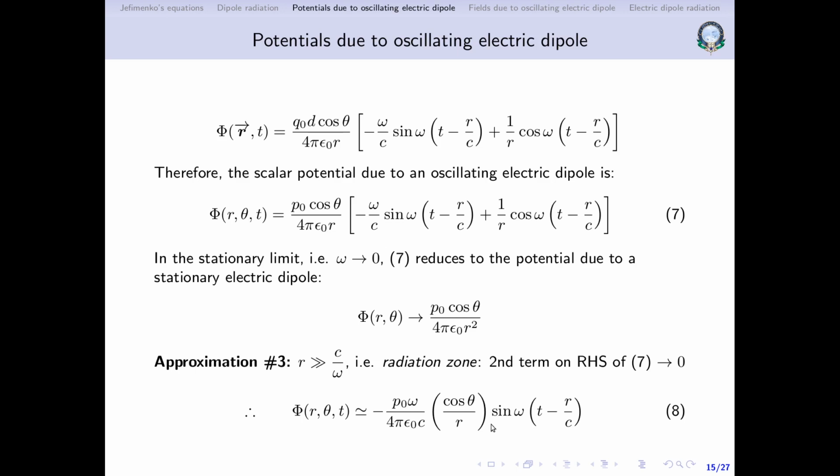Now of course, in the stationary limit, when omega tends to 0, equation number 7 becomes this. Because omega is 0 here, cos of 0 is 1, so we have 1 by r. This term becomes 0, so 1 by r and 1 by r becomes 1 by r square. This you're already familiar with. This is the potential due to a stationary electric dipole. In electrostatics you would probably have come across this expression earlier. So after applying all three approximations, this is the scalar potential due to the oscillating electric dipole. Let's call this equation number 8.